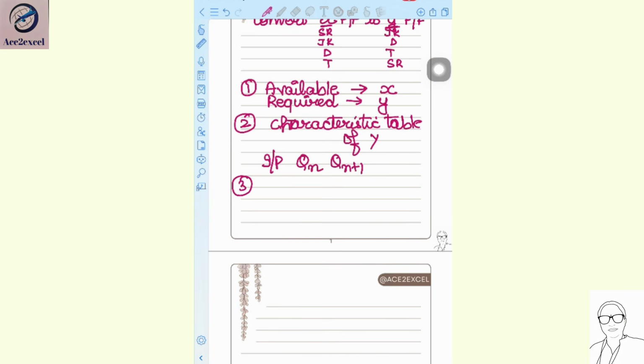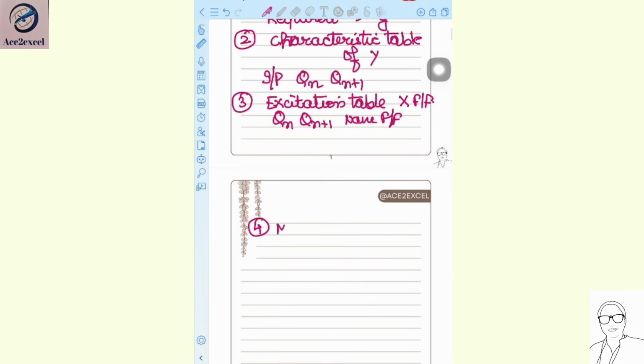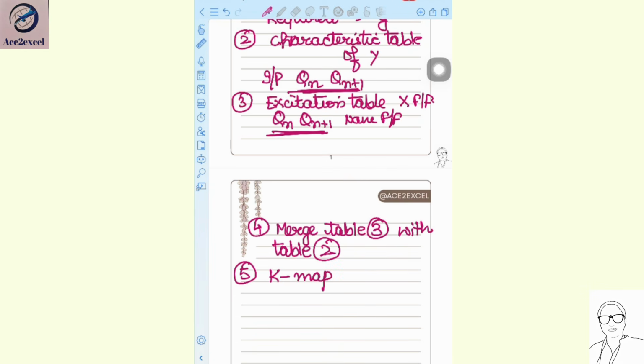Third step, we'll make the excitation table of X flip-flop. What are the elements of the excitation table? Qn, Qn plus 1 and the name of the flip-flop. Then step 4 is we will merge the table created in step number 3 with the table of step number 2. If you see both these tables, what is one common entry? One common entry is present state and next state. So these will be used as the merger. Fifth is we'll make the K-map, and with respect to the equations, we'll try to make out the design.